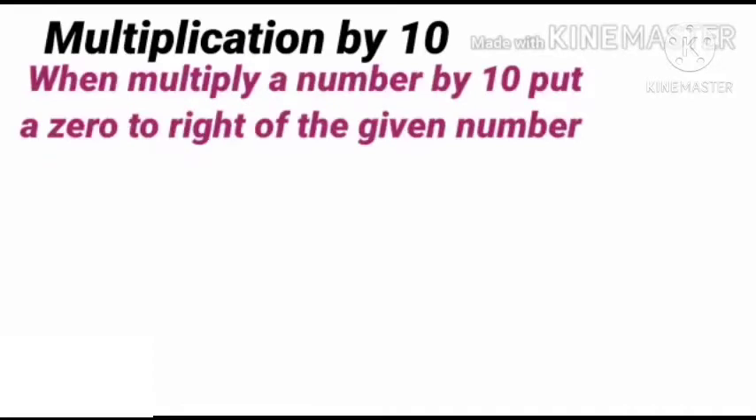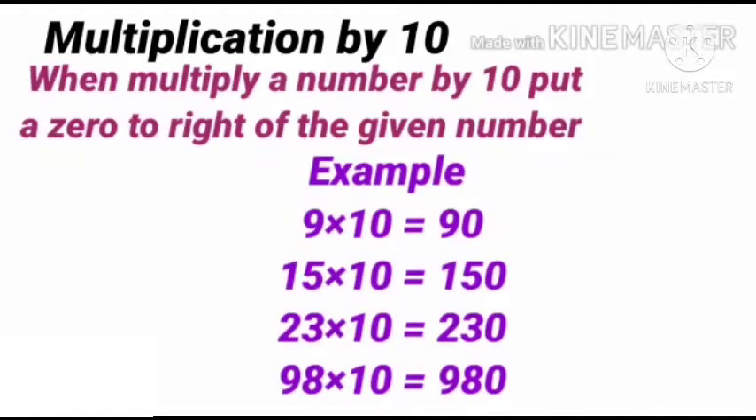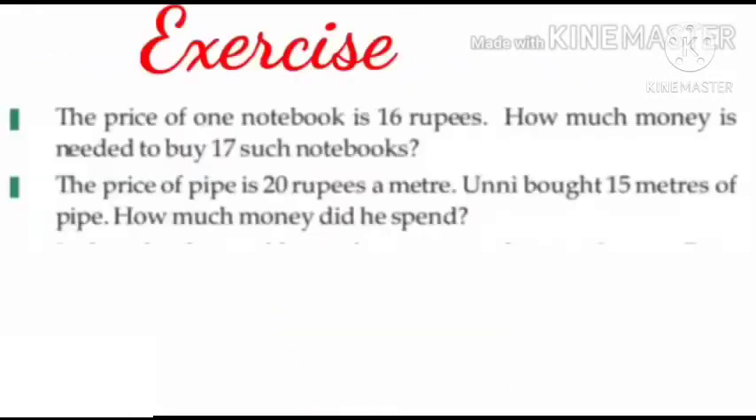Next, let's learn multiplication by 10. When we multiply a number by 10, put a 0 to the right of the given number. Example, 9 into 10, 90. That is, write 0 to the right of the given number 9. Next, 15 into 10, 150. Here, write 0 to the right of the given number 15. By the same logic, 23 into 10, 230. 98 into 10, 980. Okay children, you should do this exercise in your notebook.